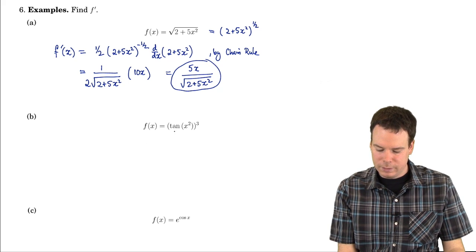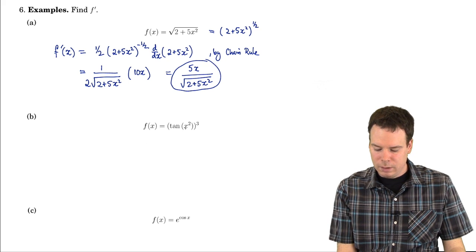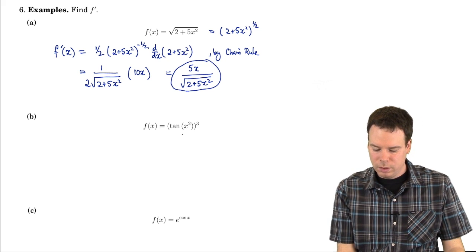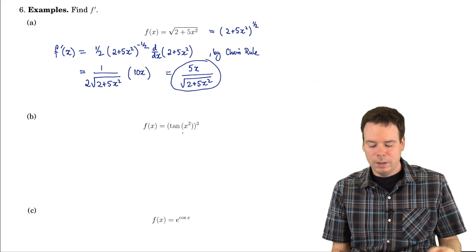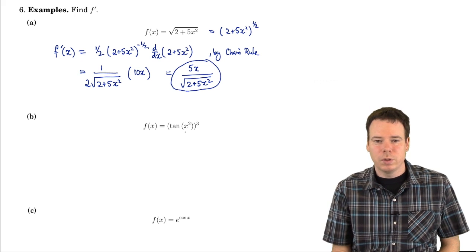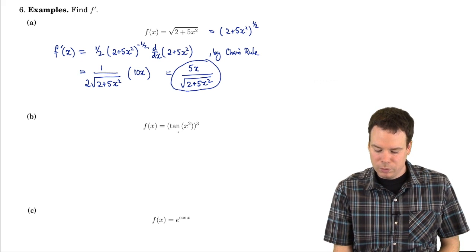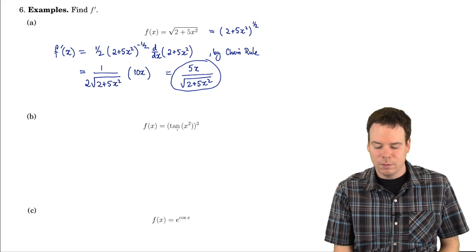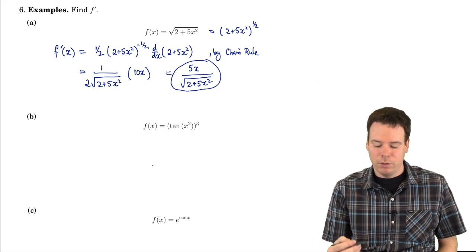Let's have a look at this next example. It's tan of x squared, all cubed. So here it takes a little bit just to see what's being composed. Well, there's a couple of functions. Actually, there seem to be three functions: there's this x squared, there's this tangent function, and then there's this cubing function. And I have to decide which one is the outermost function.